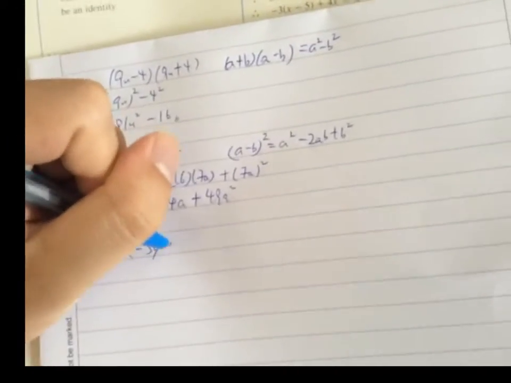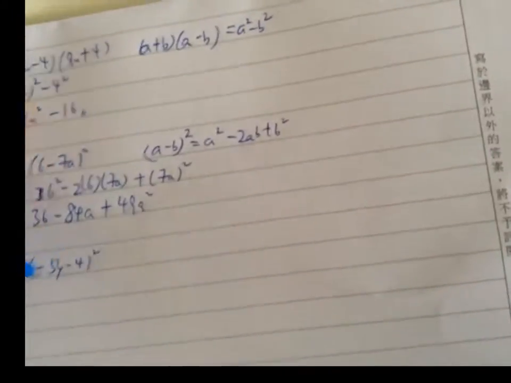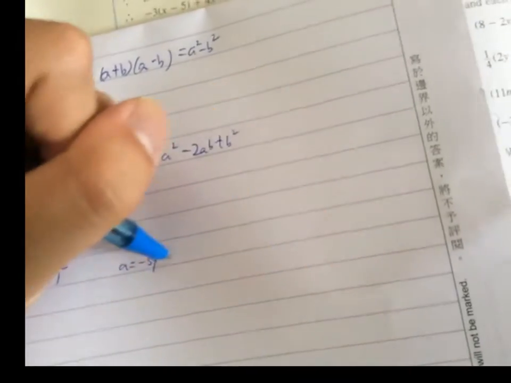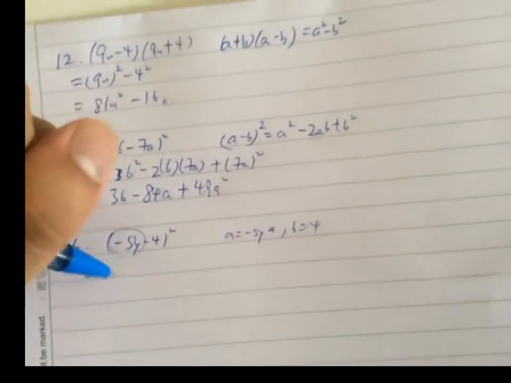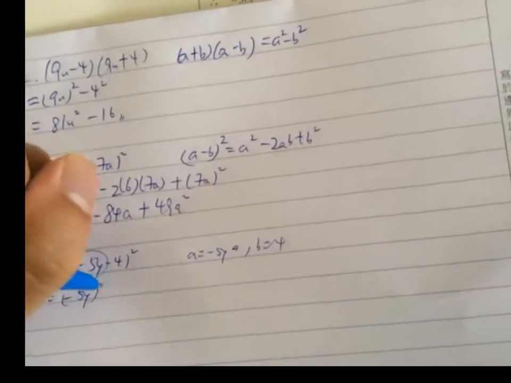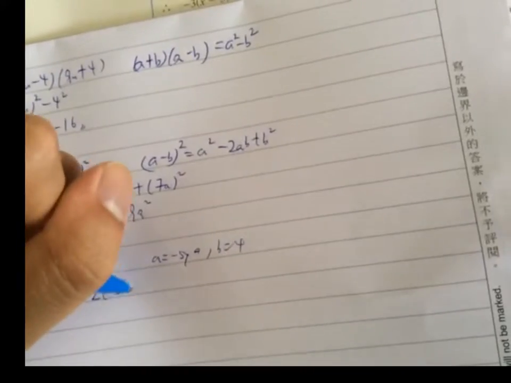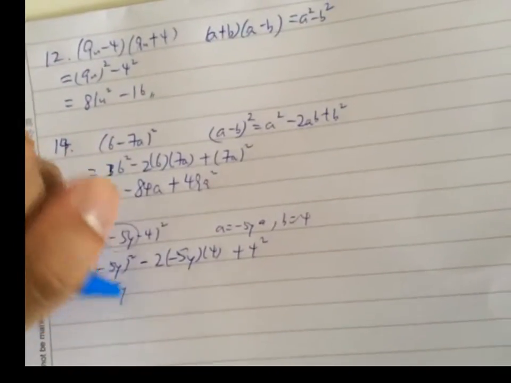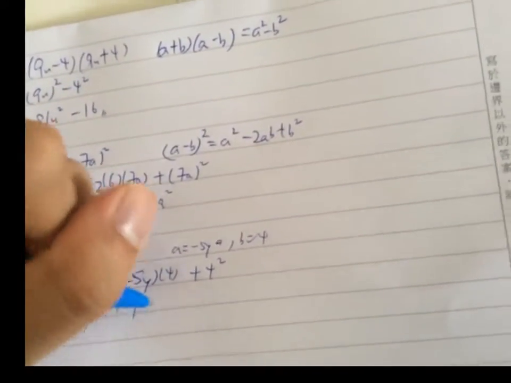Number 16. (Negative 5y minus 4) squared. You can do it this way. A is negative 5y and b is 4. So using this again, a squared and then minus 2ab plus b squared. So it's 25y squared plus 40y plus 16.